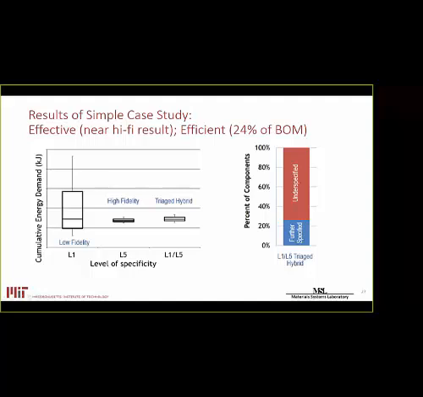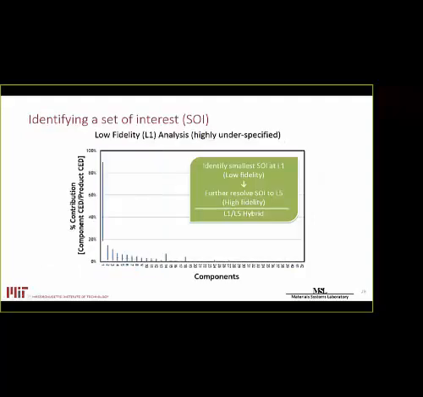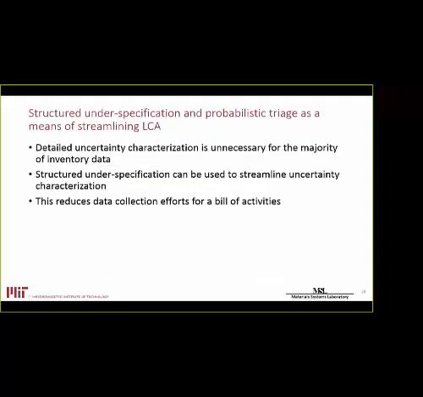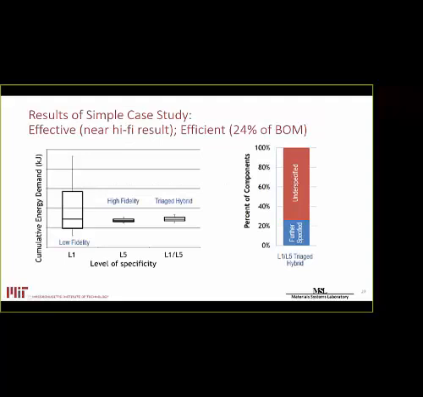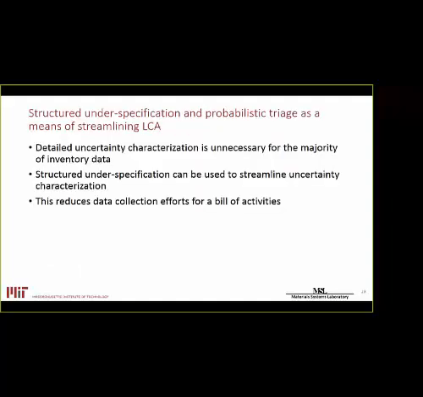Whereas if we took that set of interest and did a hybrid, where most of the components are left defined at level 1 and just those are defined at level 5, then we get almost the same result as the high fidelity one. So as we said right here, we further specified 25% or so of the components and left all the rest under-specified. So this is a way of trying to streamline this.